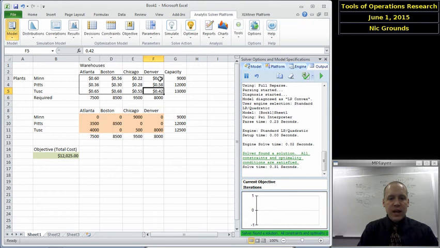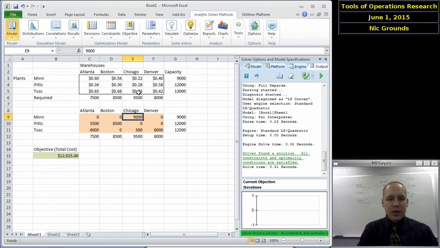And obviously, Denver can't get its product from Minneapolis, though it is cheaper, simply because Minneapolis is shipping so much of its product to Chicago, which is the cheapest route to get to Chicago by far. Okay, even better than Tucson or Pittsburgh by quite a bit. But Chicago can't get all 9,500 from Minneapolis because Minneapolis only has a capacity of 9,000. So all of Minneapolis's product goes to Chicago, but Chicago still has to get 500 units more from somewhere.